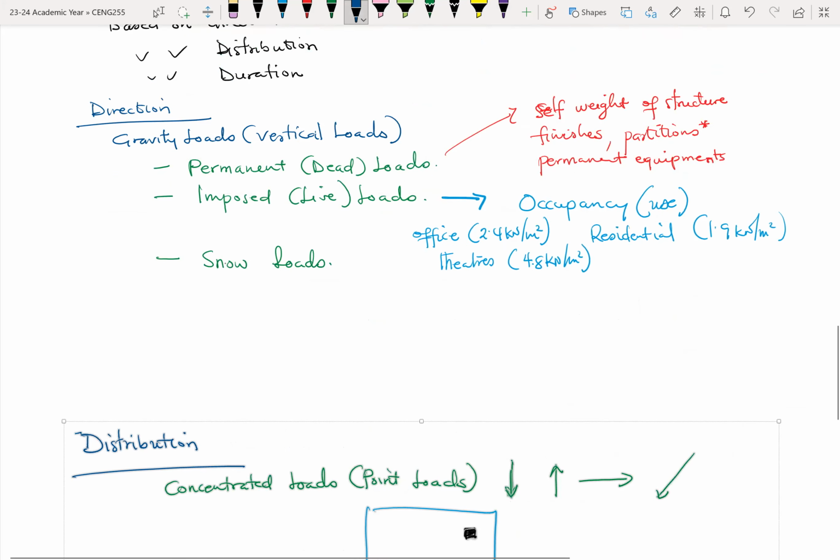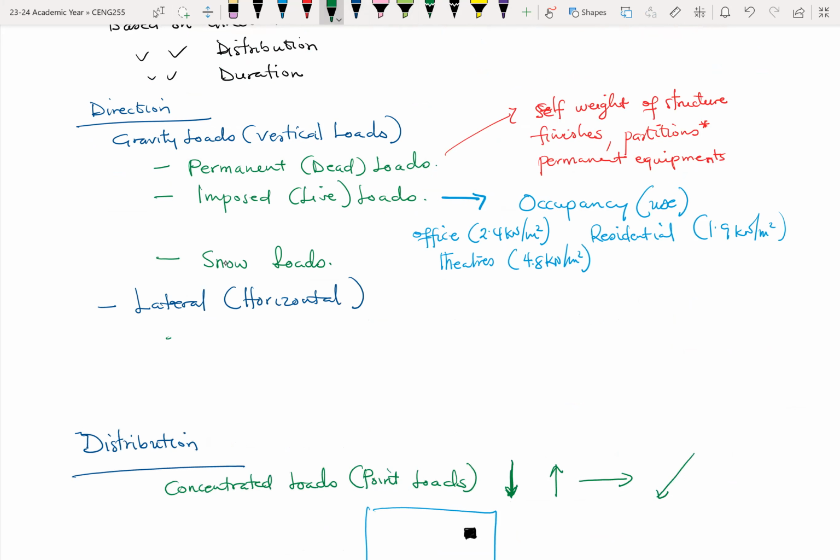I think I forgot. So we have the gravity loads. Then we also have the lateral loads. Okay. Loads that normally happen in the horizontal directions. I forgot to add that. Pardon me. I just state what the examples are, right? So we have the seismic loads, which we call the earthquake loads.